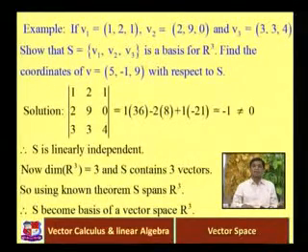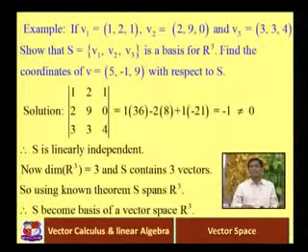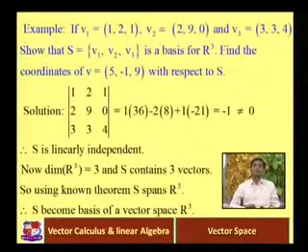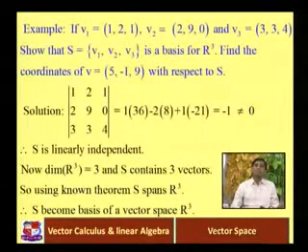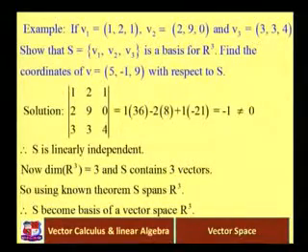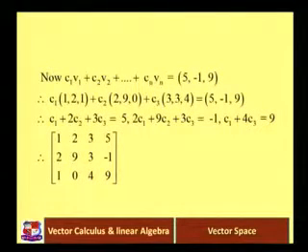Now the dimension of R3 is equal to 3, and S contains 3 vectors. So using the previous theorem, S spans R3 automatically and S becomes a basis of vector space R3. Now the next job, we have to find the coordinates relative to a basis. So we start with v equal to C1 V1 plus C2 V2 plus C3 V3, and we try to find C1, C2, C3. So C1 V1 plus C2 V2 plus C3 V3 is equal to (5, -1, 9). So C1 times (1, 2, 1) plus C2 times (2, 9, 0) plus C3 times (3, 3, 4) is equal to (5, -1, 9).